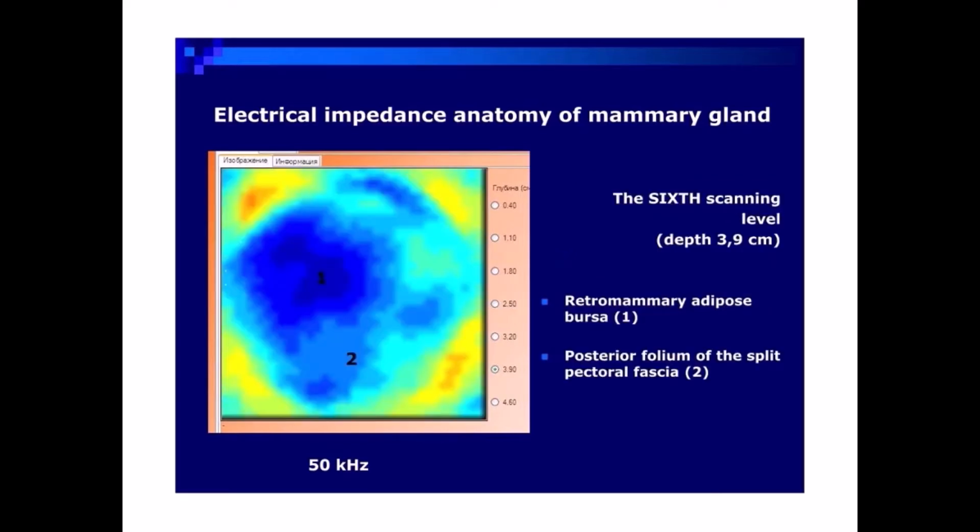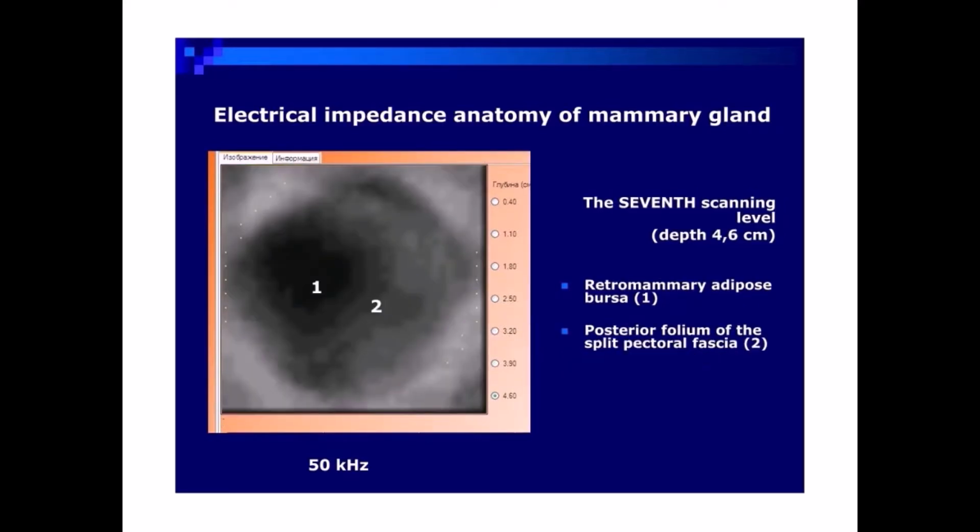50 kHz. Electrical impedance anatomy of the mammary gland. The seventh scanning level, depth 4.6 cm. Retromammary adipose bursa, 1. Posterior folium of the split pectoral fascia, 2.